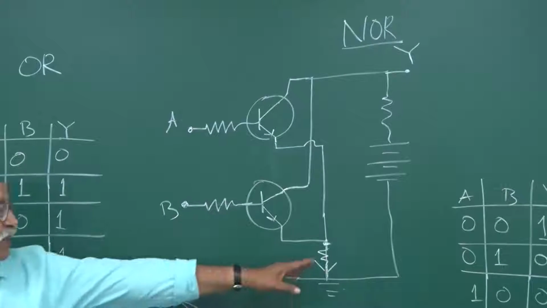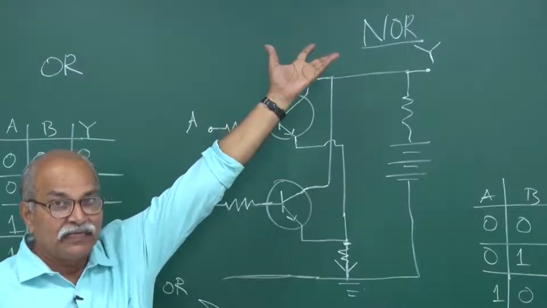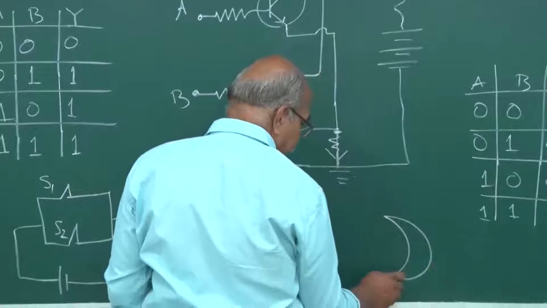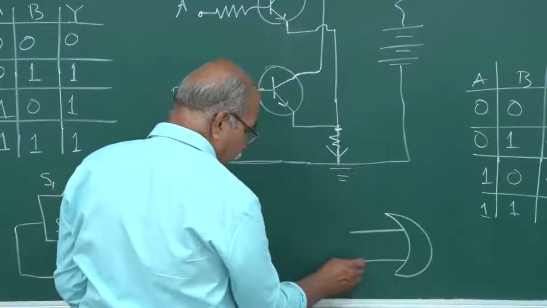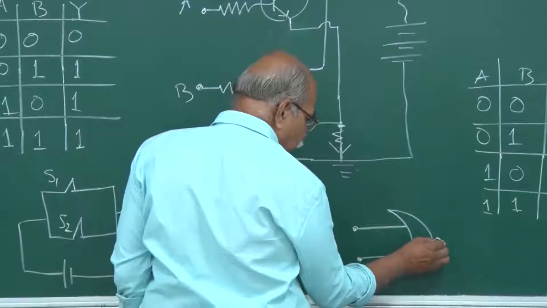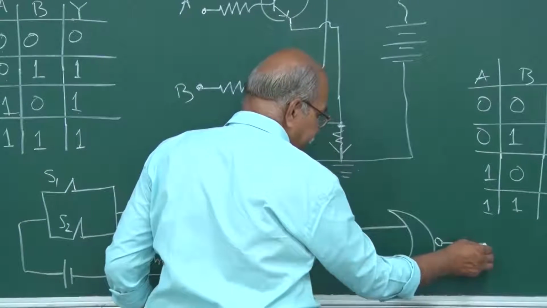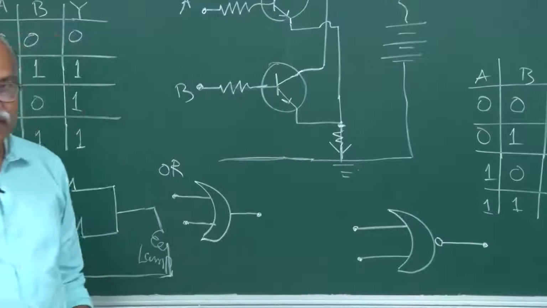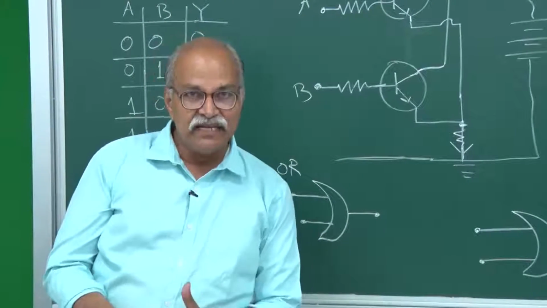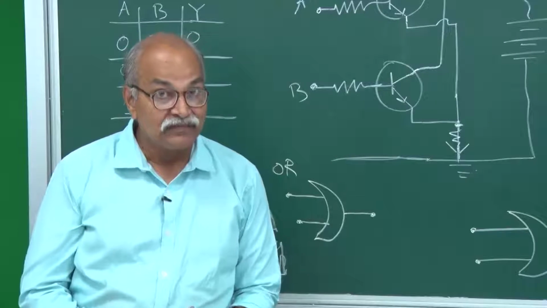If you take the output from here, it becomes an OR gate. If you take output from here, it becomes a NOR gate. And what is the symbol? The symbol is, you make an OR symbol and then you put a circle here to show that NOT operation, and then you have the output point. So that's the symbol. Okay, so these are some of the very basic gates. You have AND, you have OR, you have NOT, then you have NAND, and you have NOR.